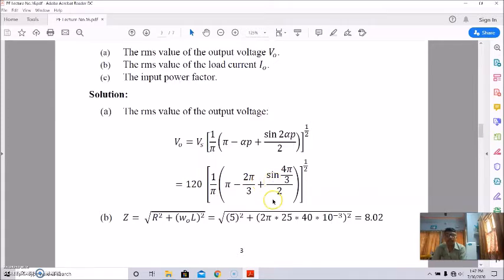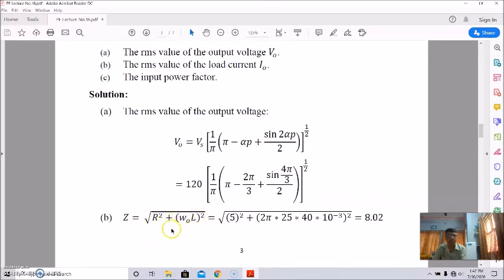Now you find out the RMS value of the load current. First of all, you have to find out the impedance Z, that is equal to the square root of R squared plus (omega naught L) squared.